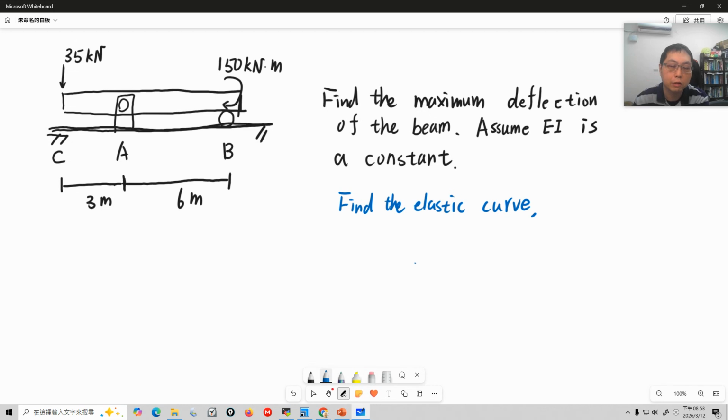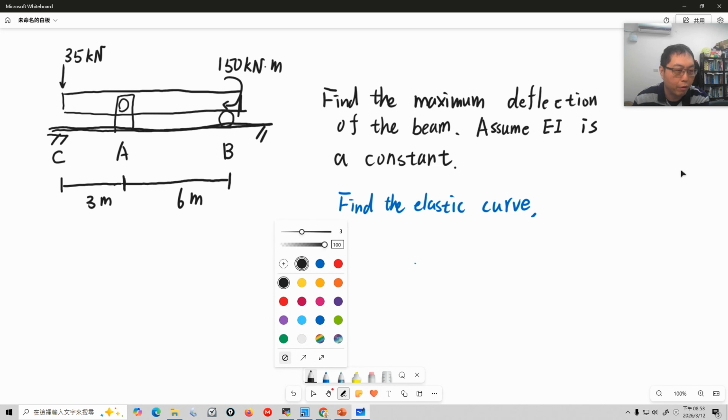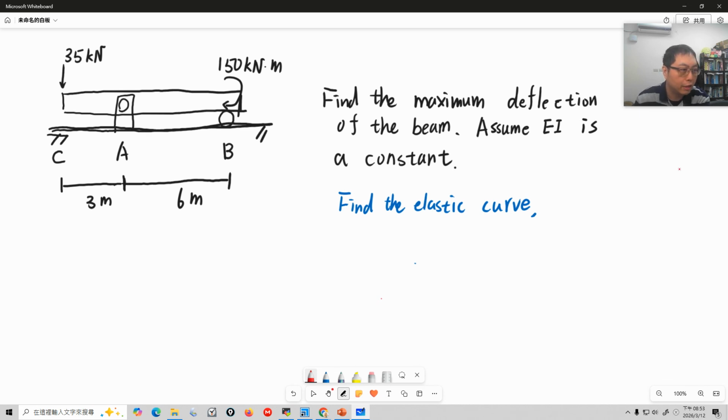First of all, you need to calculate the reaction force or reaction moment. That's the first thing you have to do. A is a pin support, and B is a roller support. So let's write down a free body diagram. I just regard the beam as a straight line. At position A, because A is a pin support, I have a reaction force like this.